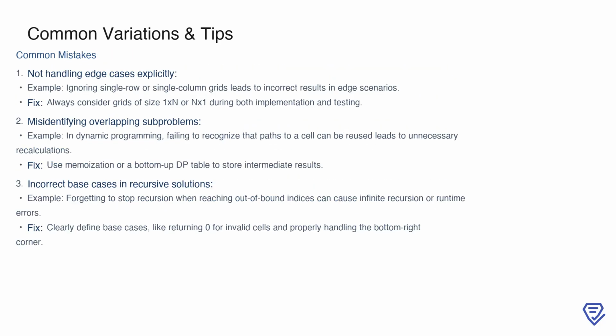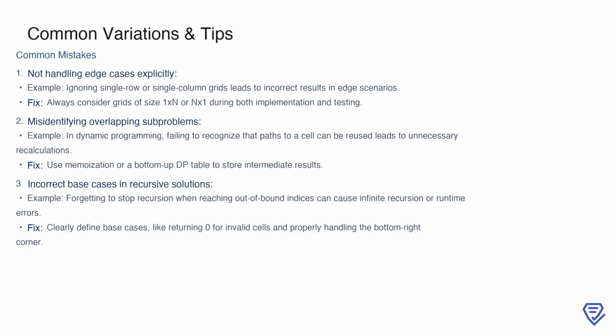When solving problems like Unique Paths 2, there are a few common mistakes to watch out for. First, not handling edge cases explicitly can lead to errors, especially for grids with only a single row or column. For example, a 1xn grid only has one path, yet overlooking this can produce incorrect results. The solution here is to always test these edge scenarios and account for them in your implementation.